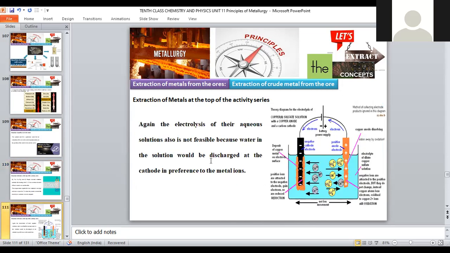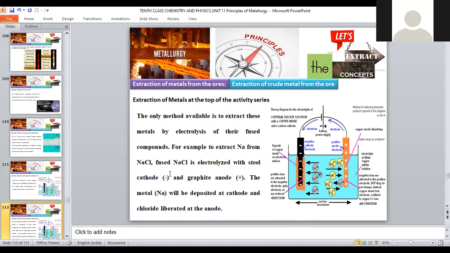And next is about, again, electrolysis of aqueous solution is not feasible because water would be discharged at the cathode in preference to the metal ions. So in general, whenever electrolysis is applied, metal will be deposited at the cathodic region so that a pure metal can be extracted in this manner. This is a general process whenever we are applying the electrolysis and subjecting it to a passage of current from the external source into this container. So metal will be deposited at the cathodic region in general.